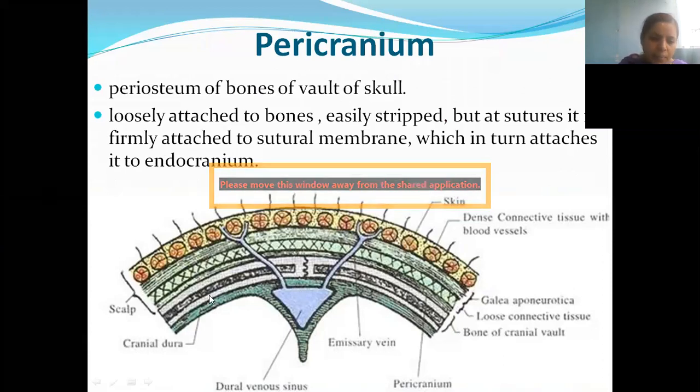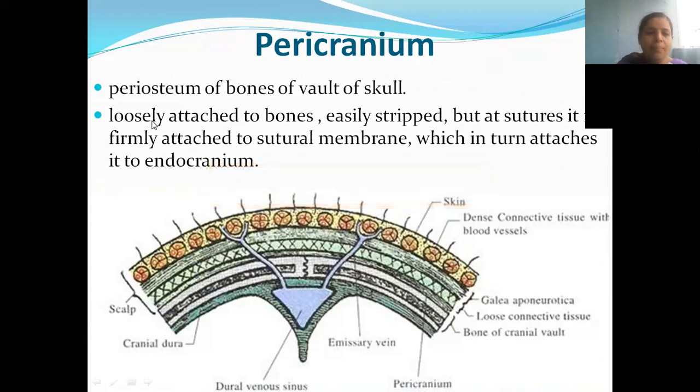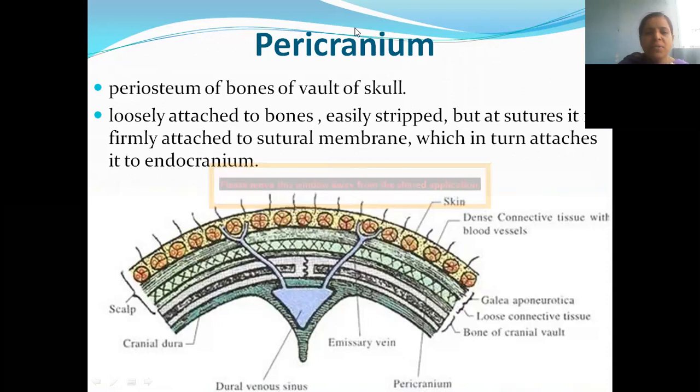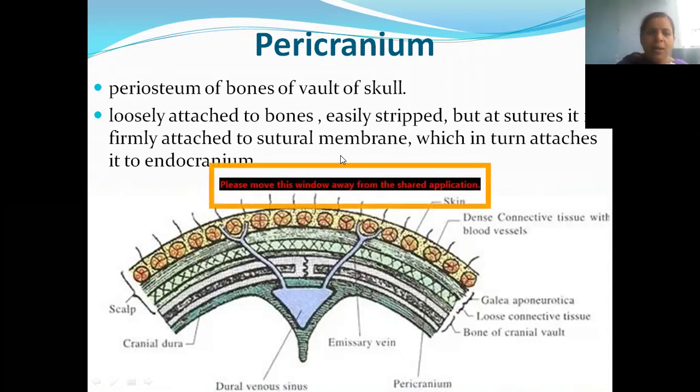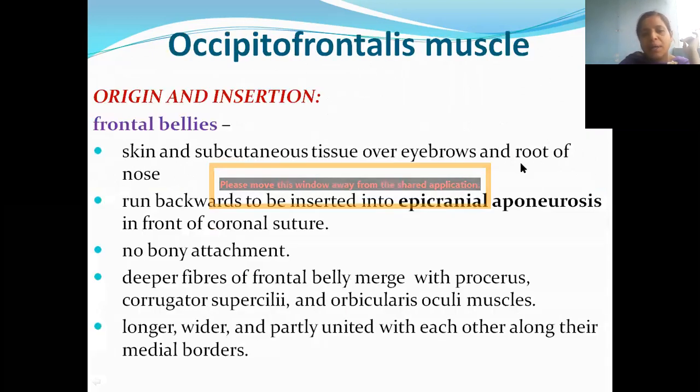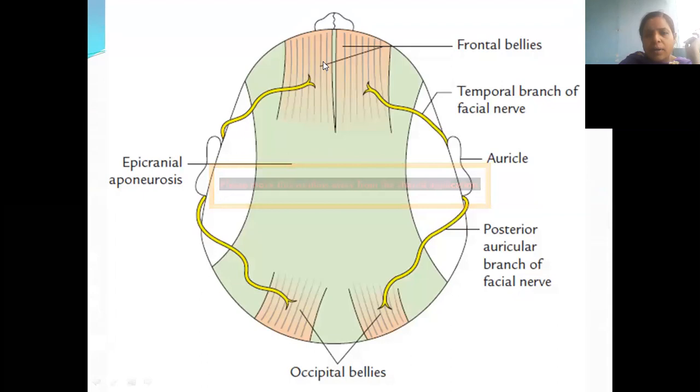Also, pericranium. This is the outermost thin layer which is covering the bone of the scalp. The periosteum of the bones of the vault of the skull is the pericranium. It is loosely attached to the bones. It can be easily stripped when you are doing dissection. Along the sutures, when I started my lecture, I showed you the coronal suture, sagittal suture, and also lambdoid suture. In all these areas it is firmly adherent at that particular point. Now we are talking about the muscles which are present in the third layer.